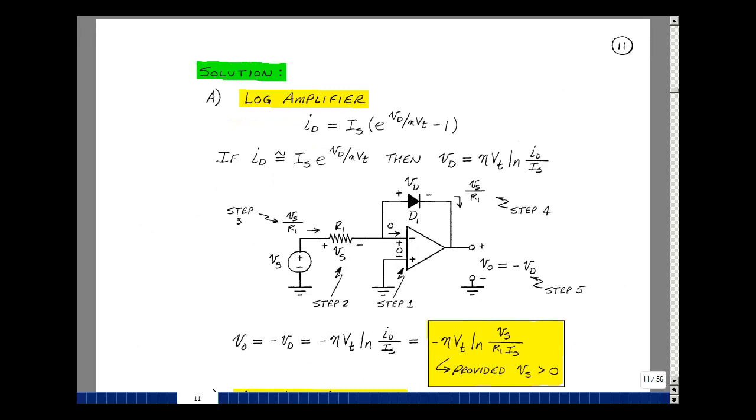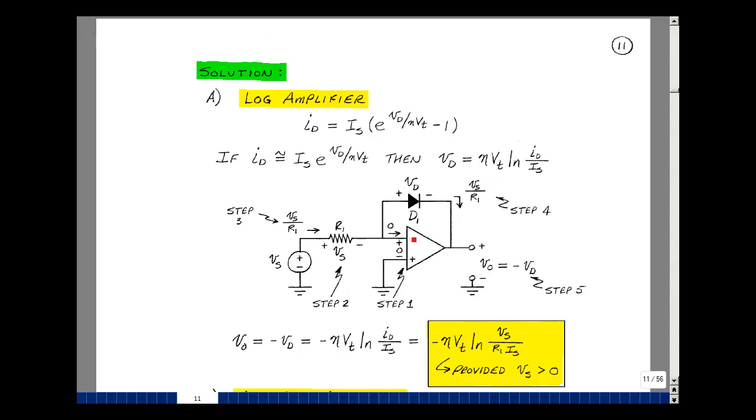Take a look first at the log amplifier, where we have a diode in the feedback loop of the op-amp. And we know that for the diode, the current is equal to I sub s times the quantity e to the v sub d over n v sub t minus 1. And if we're strongly forward biased, we can throw the 1 away. And of course, we could also solve for v sub d. Take the ratio of i sub d to I sub s, take the natural log of both sides of the equation, and cross multiply by n v sub t.